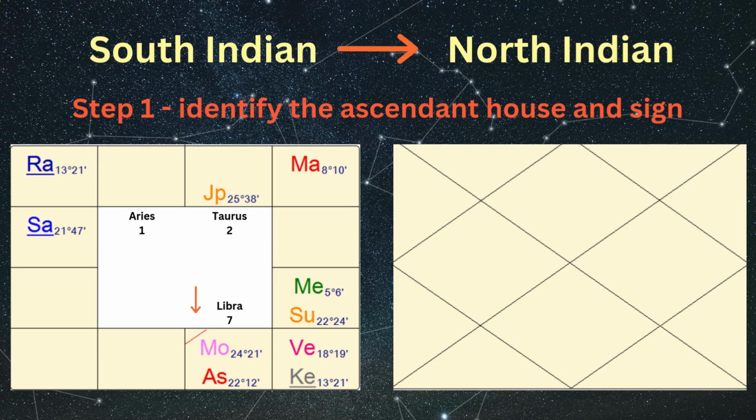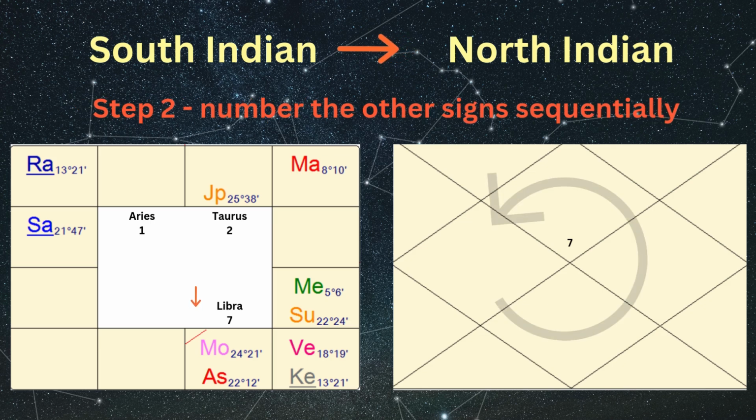Aries, the first sign, is always the second from the left on the first row. Starting from this sign, count clockwise until you reach the sign of the ascendant. Taurus is the second sign, and so on until we reach Libra, the seventh sign. Write the number 7 in the top house of the diamond in the North Indian chart.